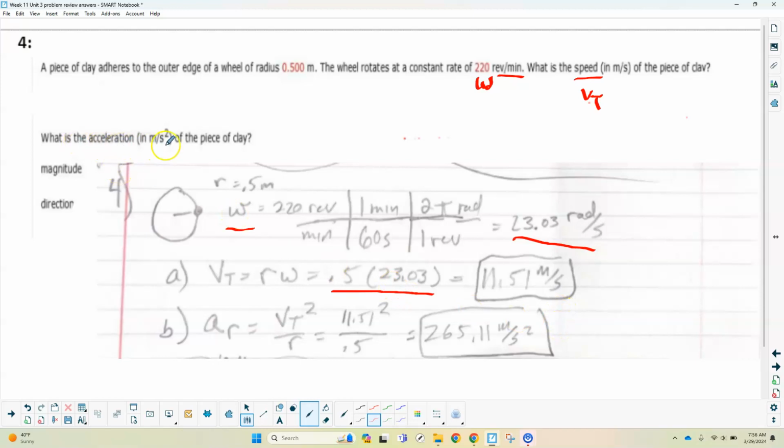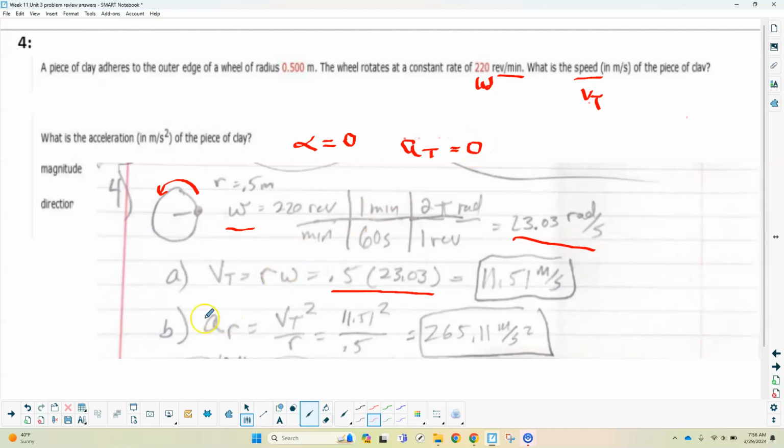Part B wants to know what's the acceleration of the piece of clay. So if you think about this, this is rotating at a constant angular speed. So if it's got a constant angular speed, there is no alpha. So alpha equals 0. So if you tried to figure out the tangential acceleration AT, you would multiply r times 0, but that seems trivial because anything times 0 is just 0. So the tangential acceleration is 0.